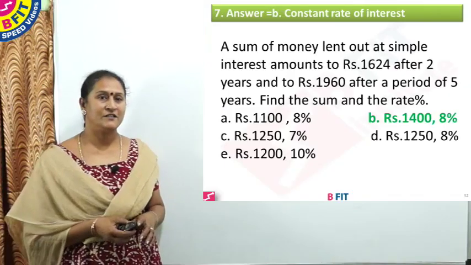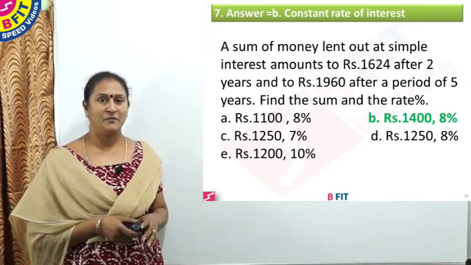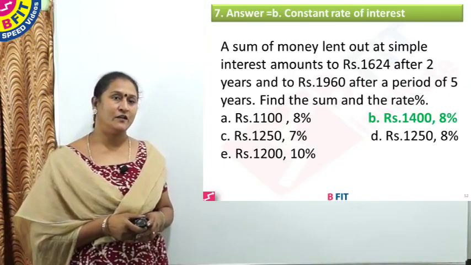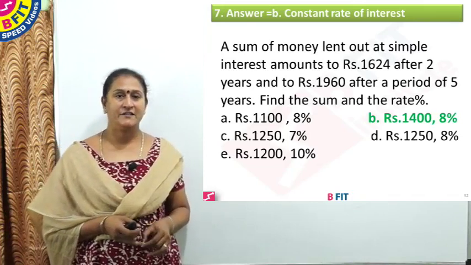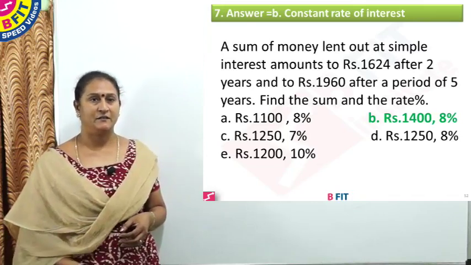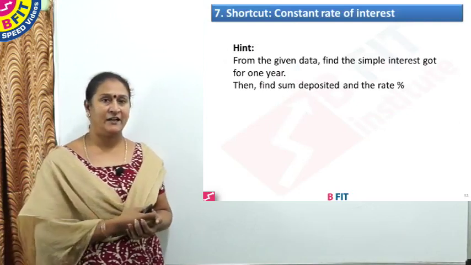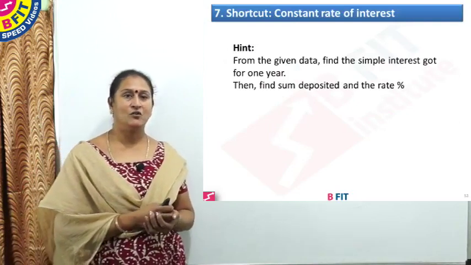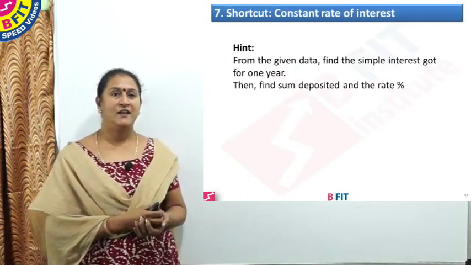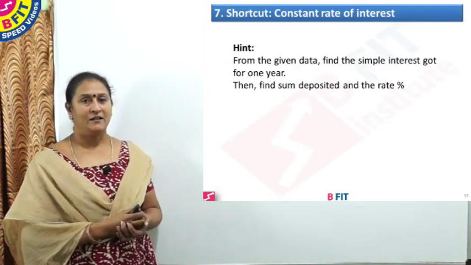So the answer for question number 7 is option B. Rupees 1400 is the sum and the interest rate is 8%. So here the hint is, from the given data, find the interest got for 1 year and then find the sum deposited and the rate percent.